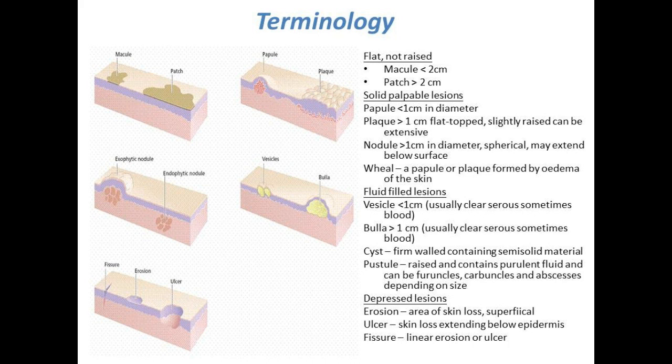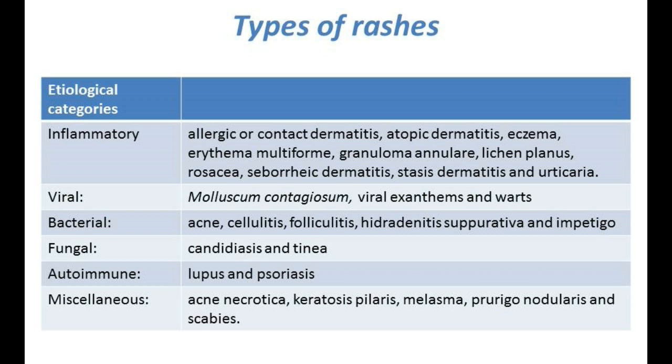Now, a cyst is slightly more semi-solid. A pustule is different because it has more purulent fluid, and depending on the size, they can be called furuncles, carbuncles, abscesses. You may also have some depressed lesions, such as a fissure, which is a linear erosion or ulcer. The erosion is just on the surface, so it's very superficial, whereas an ulcer is where the skin loss extends below the epidermis.